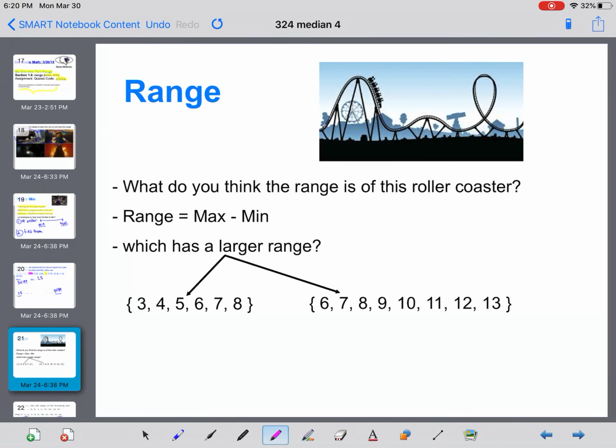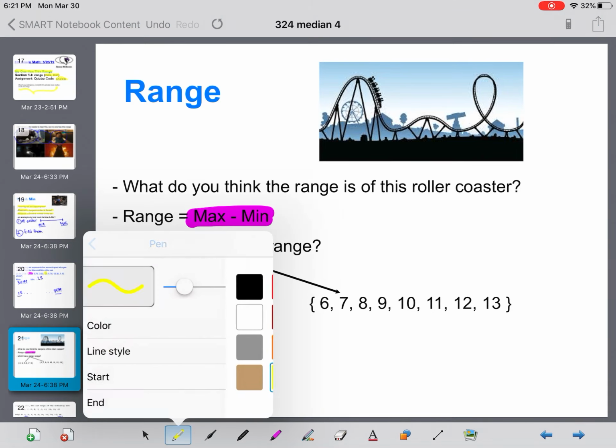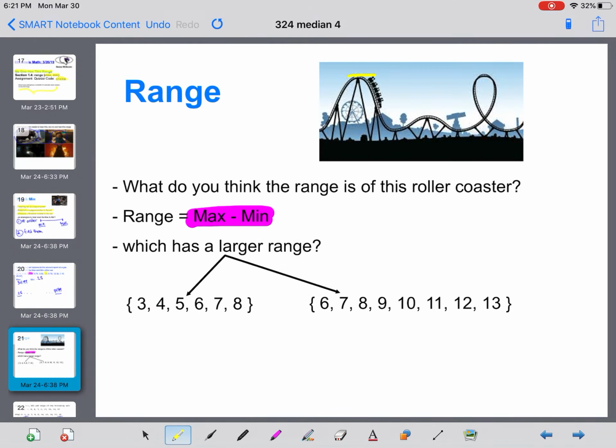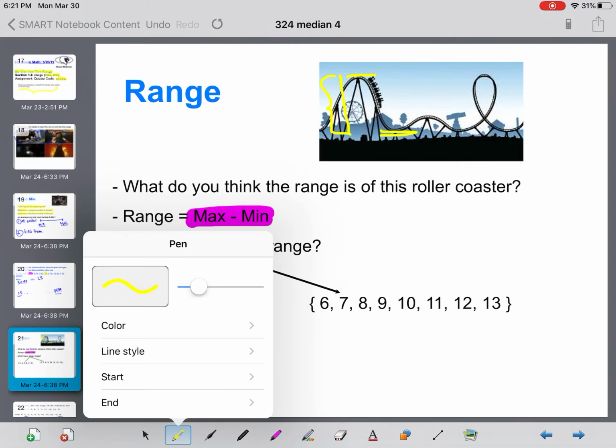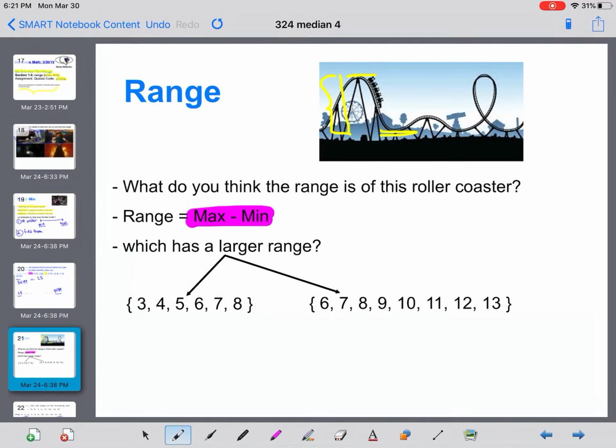Okay, moving on. So the range is really just the max minus the min. And you think about that, well, if we look at this roller coaster, for example, what is the range of heights you could be on? Well, the highest you could be is, let's say, here. Well, the lowest you could be would be right here. So the range is this amount of space right here. What is this measuring as? And that's really what the range is. So let's do a couple examples here.